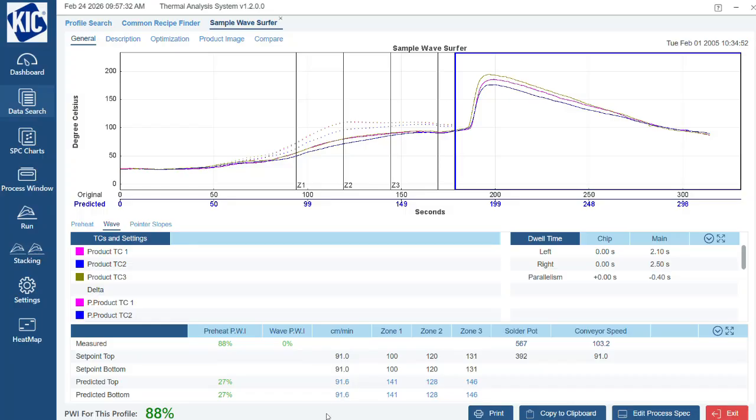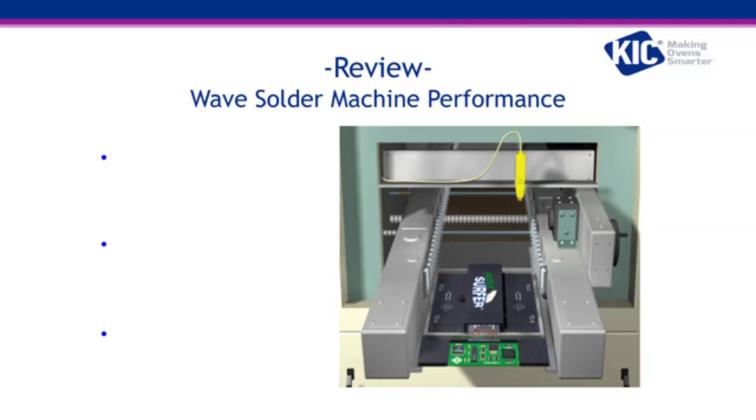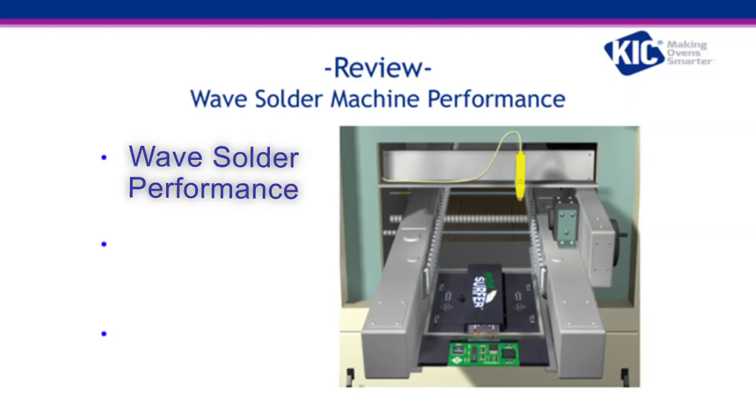In summary, downloading and analyzing a Wave Surfer profile allows you to validate wave solder machine performance. Using the Wave Surfer, you can capture real-time thermal and wave height profiles and compare them to process specs. This confirms correct conveyor speed, solder contact time, immersion depth, and overall machine consistency, providing objective, data-based performance verification instead of guesswork.